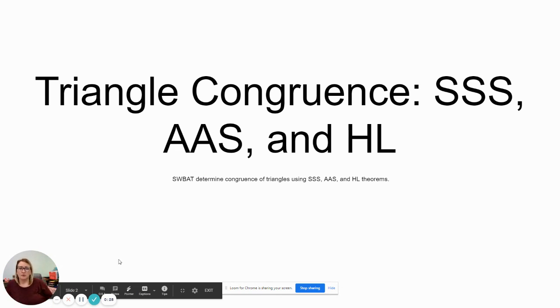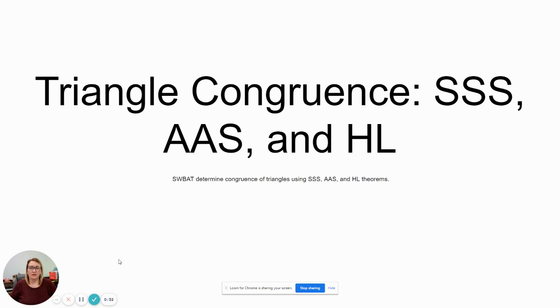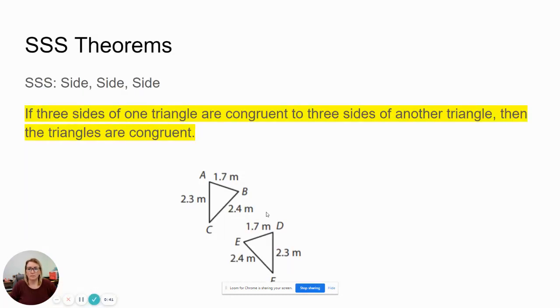Okay, so like I said, we're doing our last three types. So we're doing side, side, side, angle, angle, side, and hypotenuse leg, which hypotenuse leg is always just going to be with 90-degree angle or 90-degree triangles. So we're going to start with side, side, side.